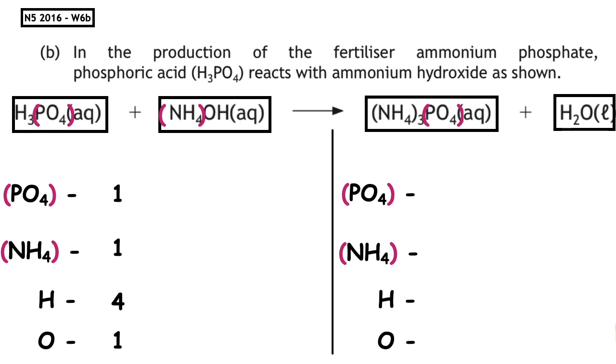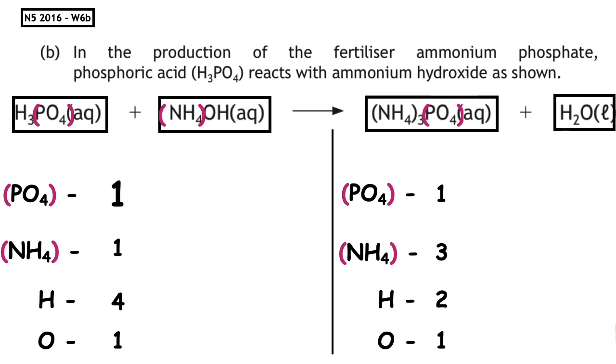On the right hand side, how many phosphates do we have? We have 1. How many ammoniums do we have? There's a 3 after the ammonium ion, so that tells us we have 3. How many hydrogens do we have? We have 2. And how many oxygens have we not accounted for? We have got 1. So we start at the top of our shopping list to balance them out.